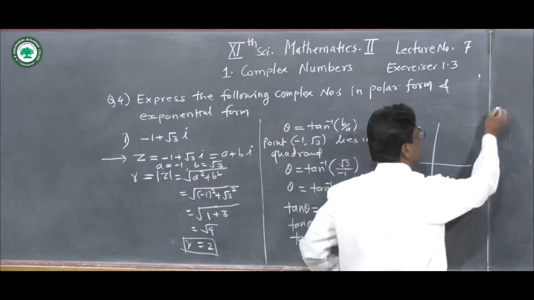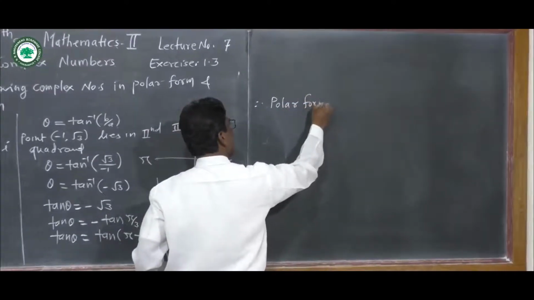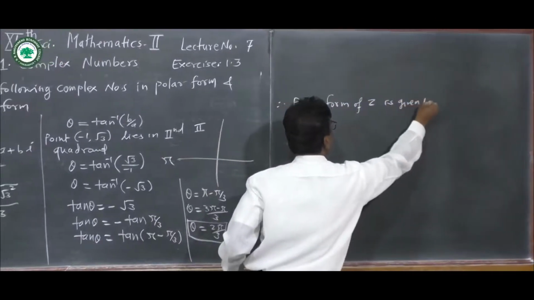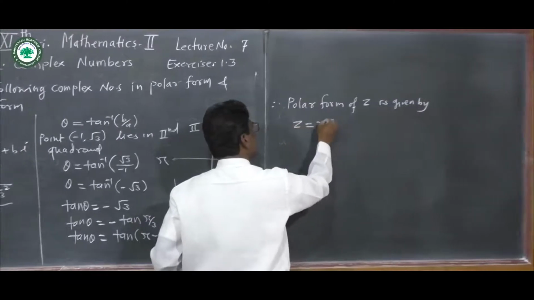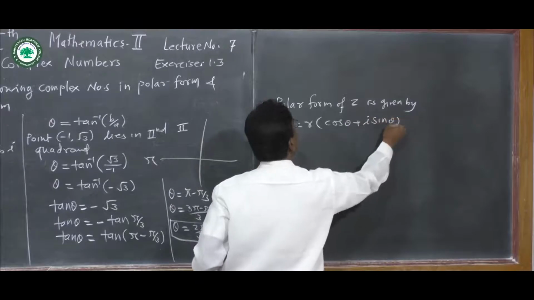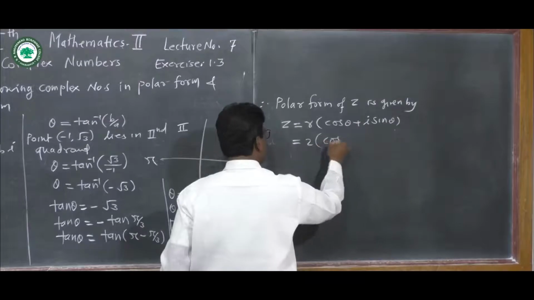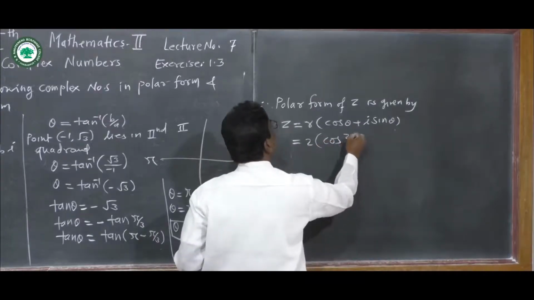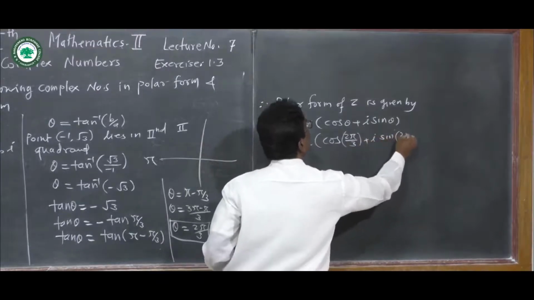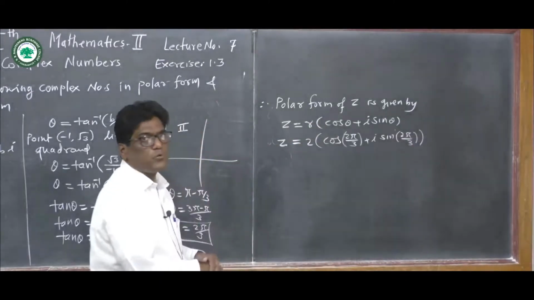Therefore the polar form of Z is given by Z is equal to r in the bracket cos theta plus i sin theta. So it is equal to, put the value of r as 2, in the bracket cos of theta, theta is 2 pi by 3, plus i sin of theta, here also 2 pi by 3. This is the polar form. We have to write in polar form only.